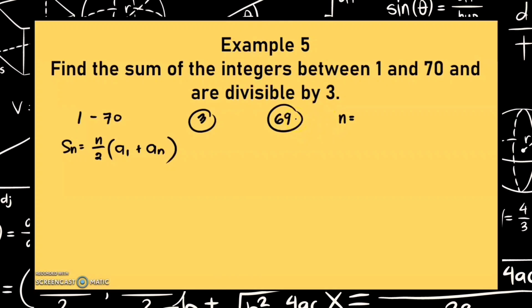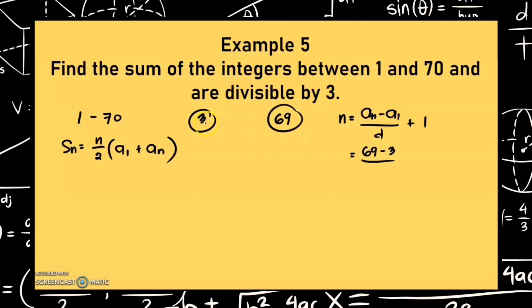So in our past discussion, we have discussed how to solve for the value of n, no? So we used a formula which is a sub n minus a sub 1 over the common difference plus 1. So we'll use the formula. So a sub n, the last term, which is 69, minus the first term, which is 3, over the common difference, no? Sir, ano kaya ang common difference nila?